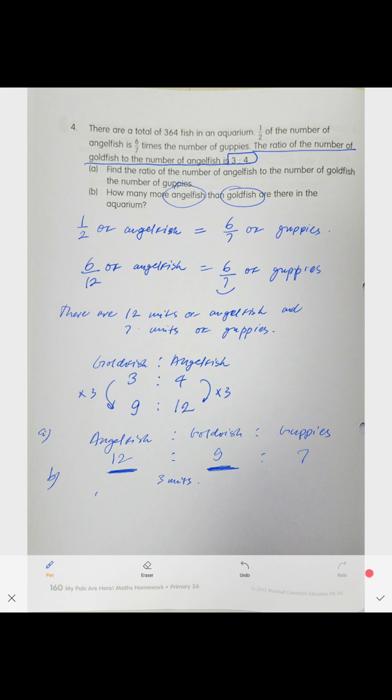And we need to find our total, right? So total is 12 plus 9 plus 7, which is 28 units. And from the first sentence of the problem, we know there are a total of 364 fish. 28 units is 364 fish. So what is 3 units then? 1 unit is 364 fish divided by a total of 28 units, which is 13. Times 3, so 13 times 3 is 39. And again, I don't have a place to write, but you should write. There are 39 more angelfish than goldfish in the aquarium.